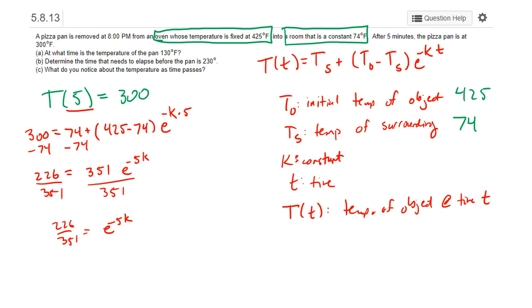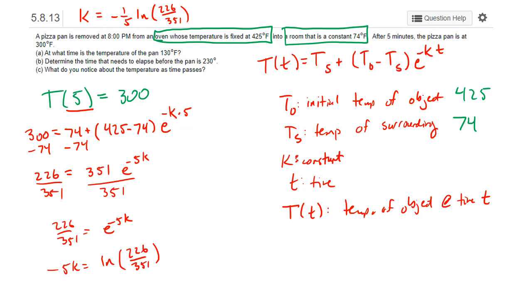Convert this to a natural logarithm. Minus 5k is equal to the natural log of 226 over 351. Now divide by negative 5. And I'm going to write this up at the very top of the page because we are going to use it a couple of times. So k is equal to negative 1/5 times the natural log of 226 over 351. And again, I'm not going to compute this to 2 decimal points because I don't want to introduce further rounding errors later. Observe, part A didn't actually ask us to find what's the value of k.